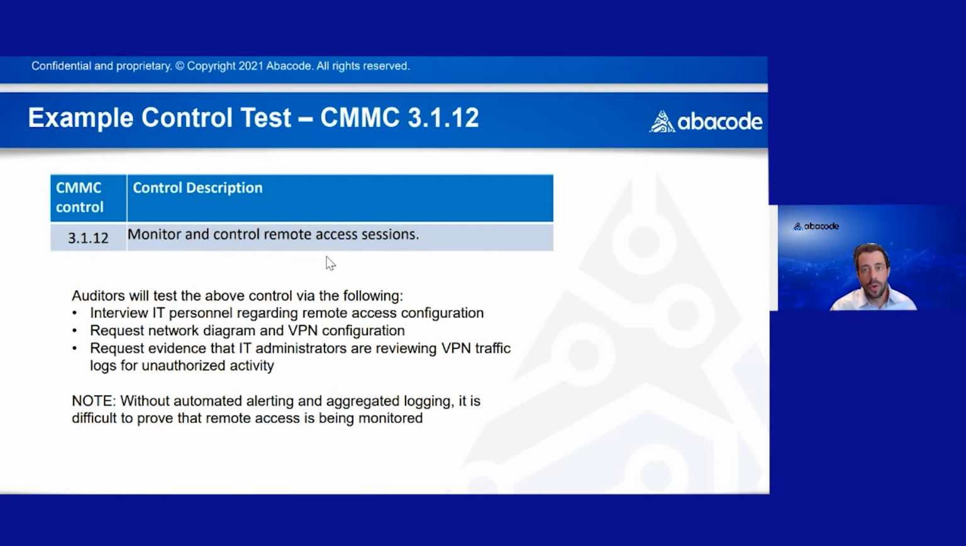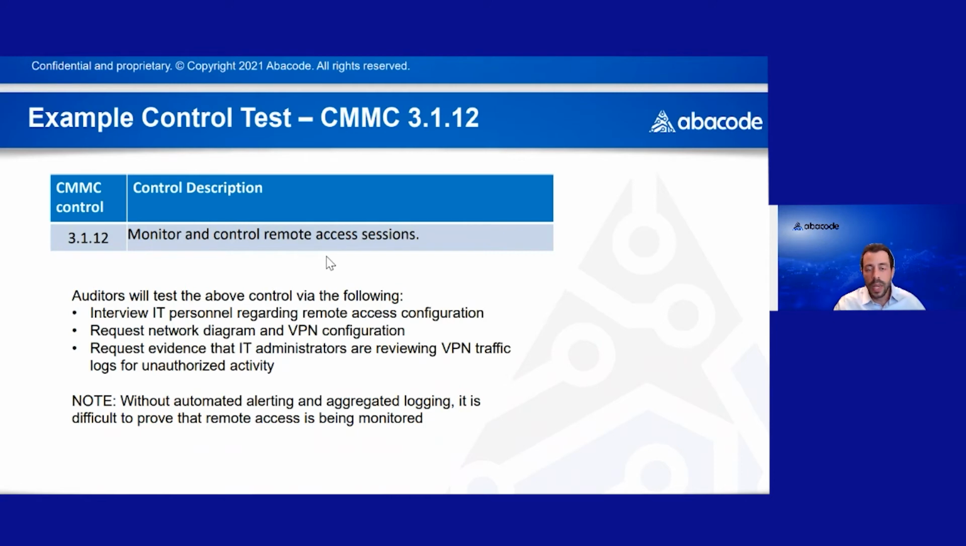They'll request a network diagram to make sure that there are no alternate routes into the network that can bypass your monitoring, and to make sure that it's all going through an encrypted and secure path. And then they request evidence that IT administrators are reviewing VPN traffic logs for unauthorized activities. So maybe they have alerts configured on the VPN itself that let them know someone's logged in, or someone's attempting to log in multiple times. But again, that would only give you visibility into what's happening on the VPN itself. It wouldn't give you the ability to see what that user is doing once they get into the system.